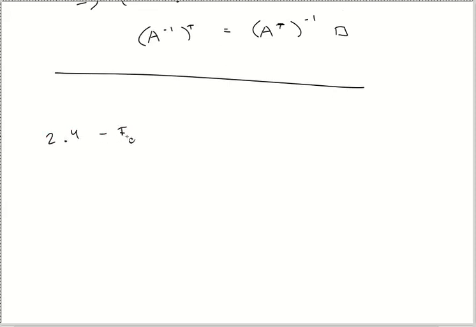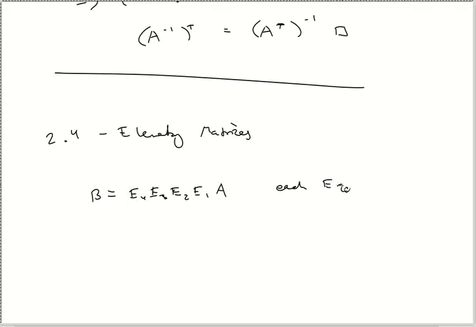2.4. Elementary matrices. So let me give you an example. B is equal to, I don't know, E4, E3, E2, E1, and then A. These are elementary matrices. What they do is they represent a row operation. So each E sub i, that's a subscript. I know I'm not going to be doing this perfectly, but E sub i is a row operation.